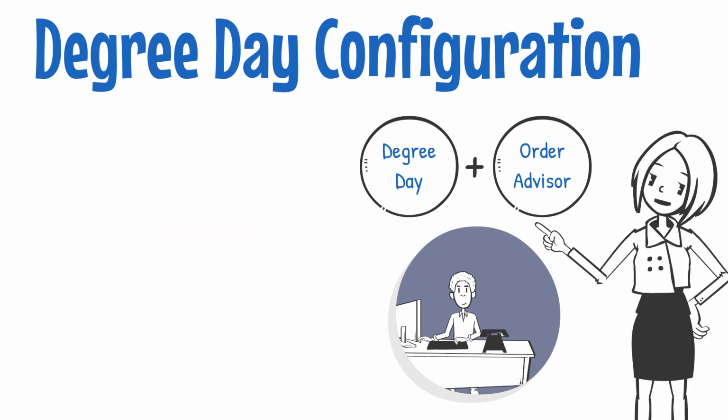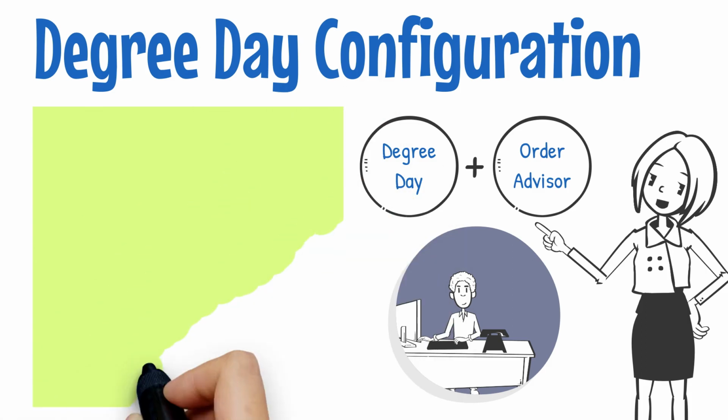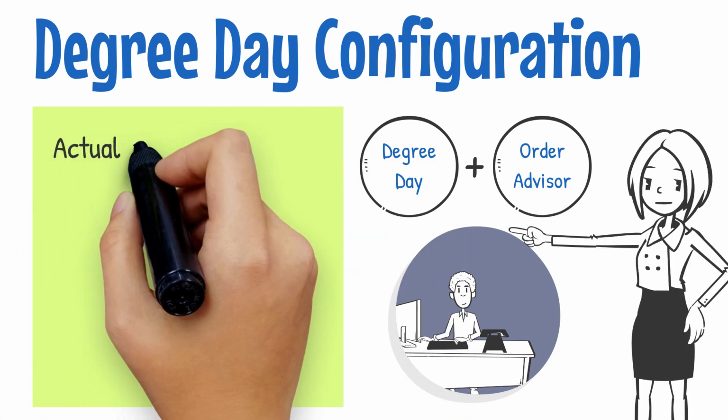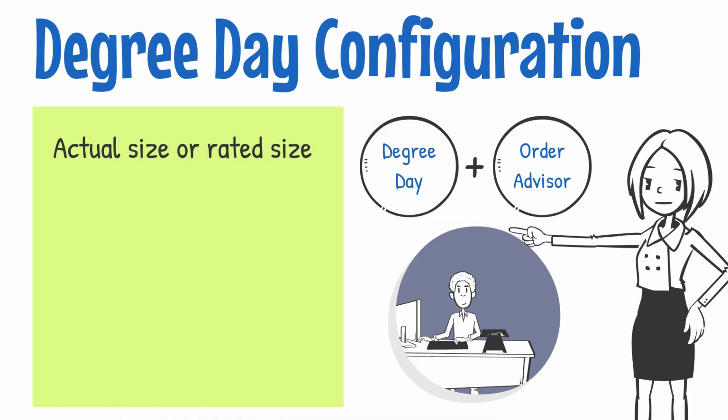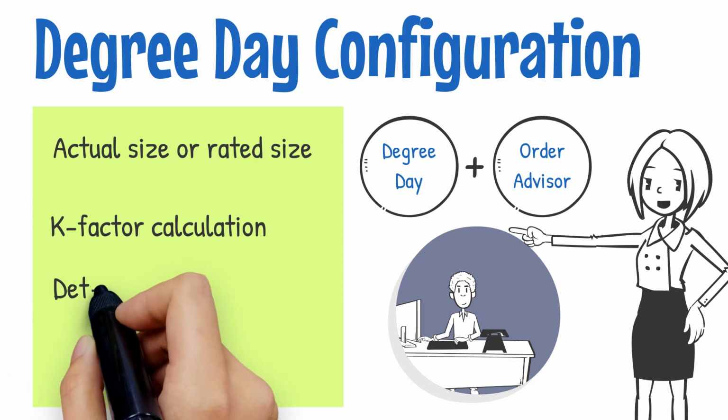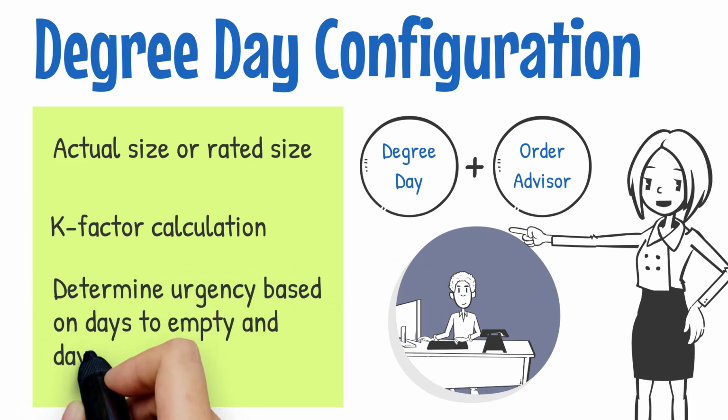Degree Day configuration includes the ability to specify the criteria for how order recommendations will be calculated. Is the tank considered full based on actual size or rated size? How the K-factor is calculated based on the number of days to include in the calculation, tolerance limits, and exclusion options. And determine urgency based on days to empty and days to reserve level as urgent, somewhat urgent, and least urgent.